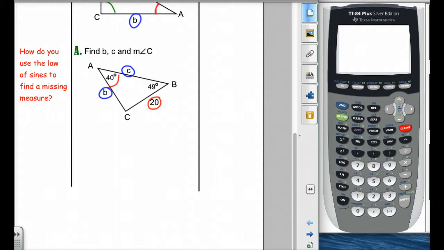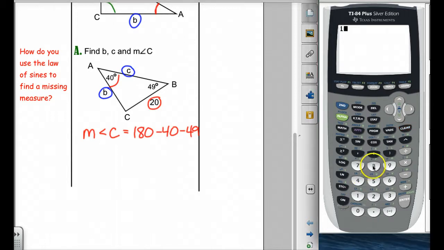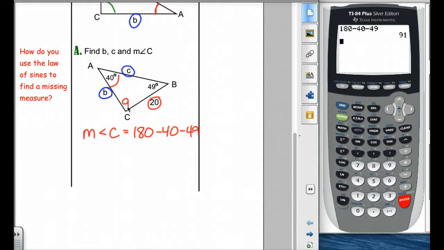Now one thing that I also want to do is find the measure of angle C. The measure of angle C is going to be equal to 180 minus 40 minus 49. Just for ease, I'm going to quickly punch that in the calculator. 180 minus 40 minus 49 is equal to 91 degrees. So angle C is 91 degrees, and that's going to help us out when we get further along.